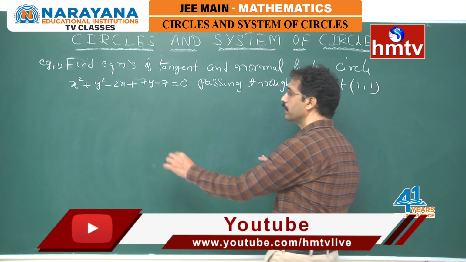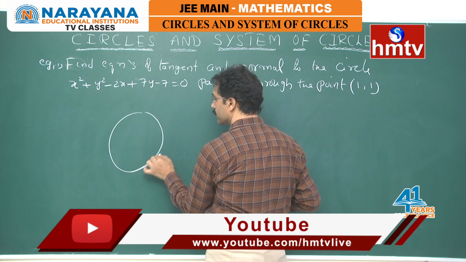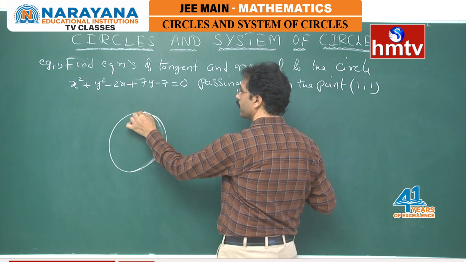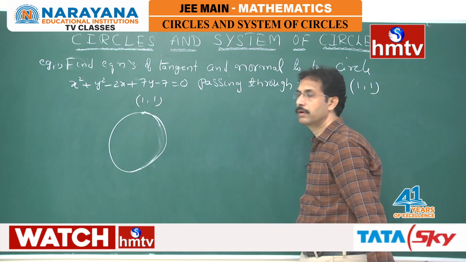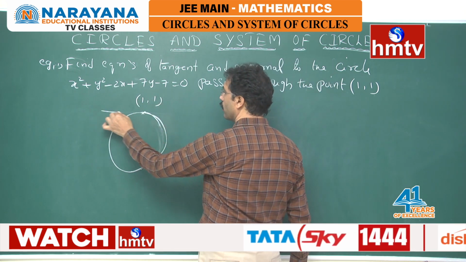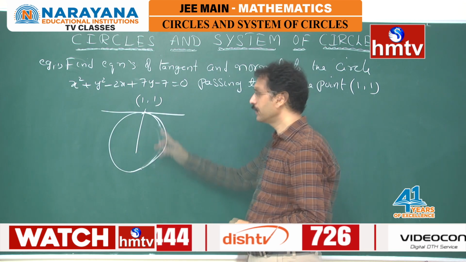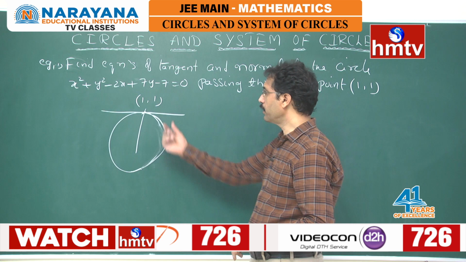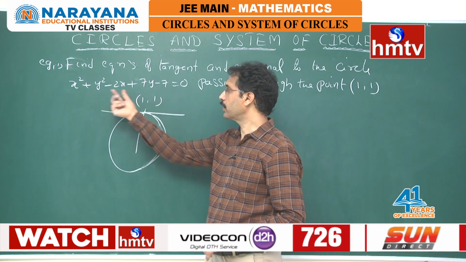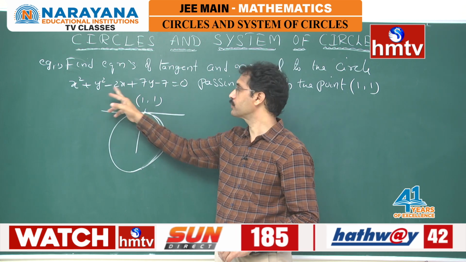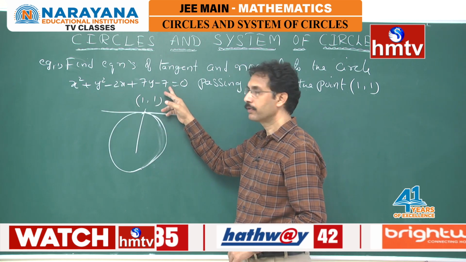That means here there is a circle, and on it a point 1 comma 1 is there. Now, at this point the tangent is drawn, and the normal is drawn. Already I said the normal passes through the center of the circle, and it is asking for their equations. Whenever a point is on the circle, see, 1 comma 1 clearly satisfies this: 1 plus 1 minus 2, 2 minus 2 is 0, 7 minus 7 is 0, satisfied.